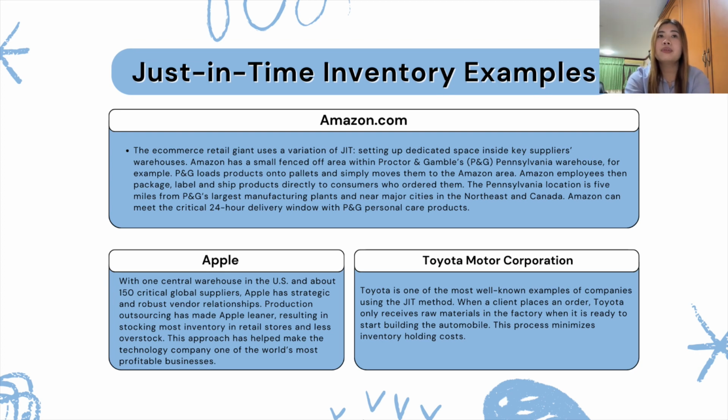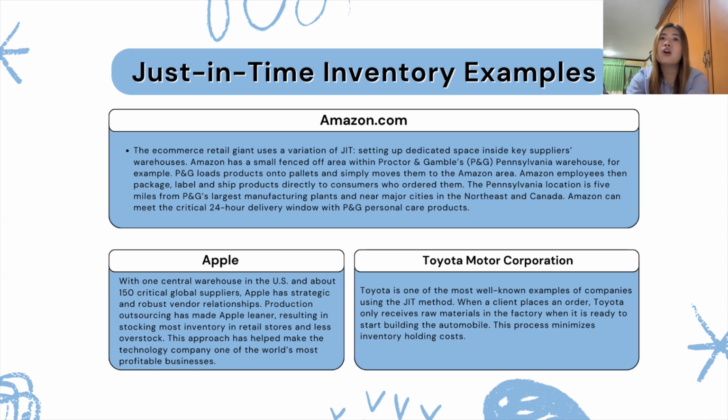Apple, with one central warehouse in the US and about 150 critical global suppliers, has a strategy and robust vendor relationships. Production outsourcing has made Apple leaner, resulting in stocking most inventory in retail stores and less stock overall. This approach has helped make the technology company one of the world's most profitable businesses.